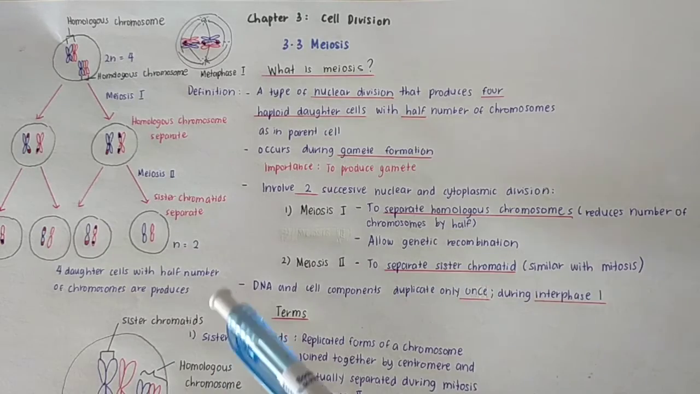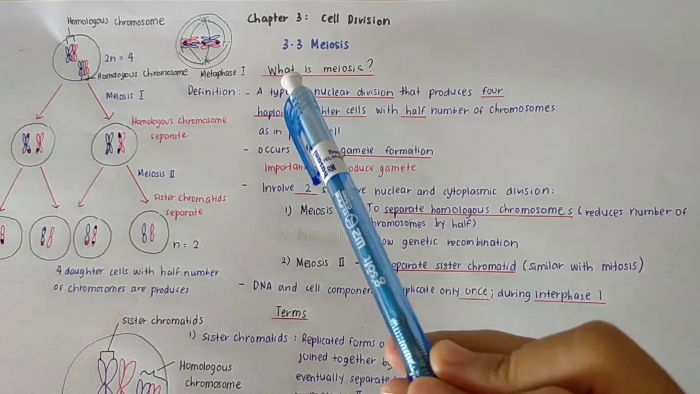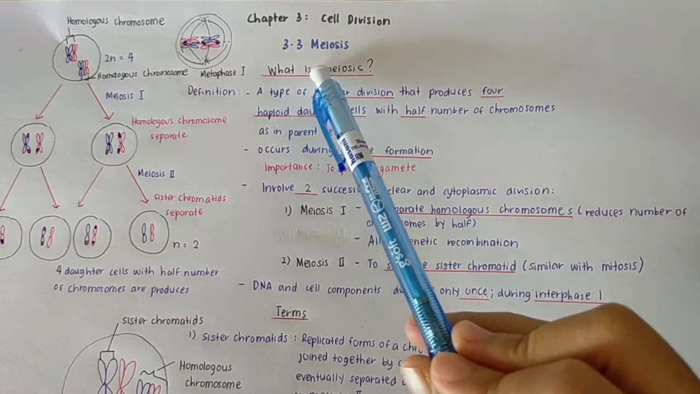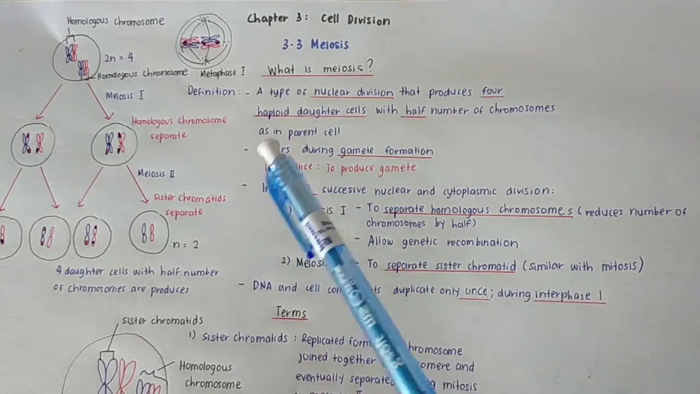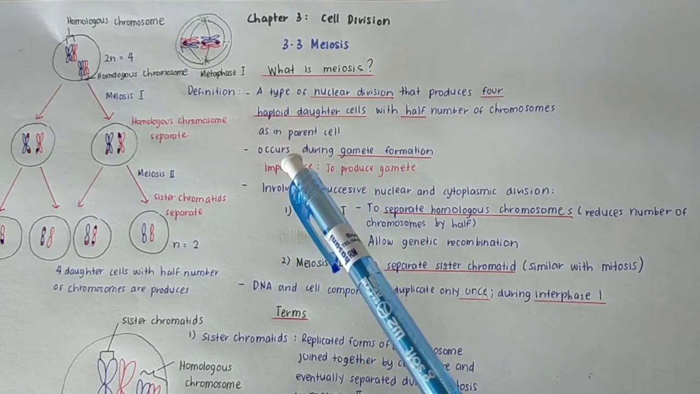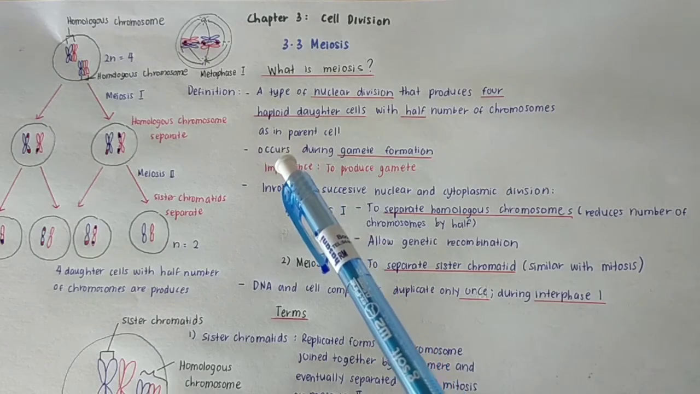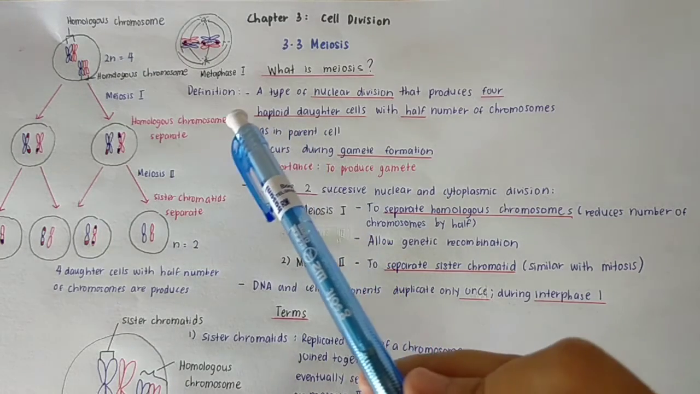So now let's proceed to the next subtopic, which is subtopic 3.3. This subtopic is about meiosis. In our previous lesson, we already learned about mitosis. So what is the difference with meiosis? Look at the definition first.